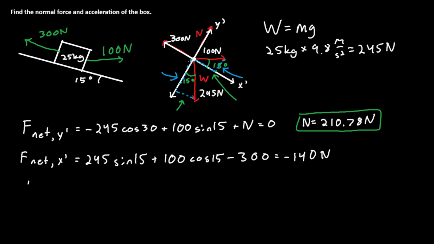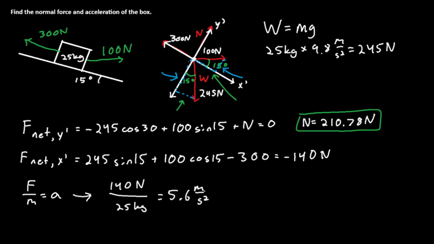And dividing force by mass, you get acceleration. So I just divided 140 newtons by the mass, which is 25 kilos, to get the acceleration of 5.6 meters per second squared. And keep in mind, this acceleration is going in the negative x prime direction. So let's write our acceleration vector. And this is going in this kind of direction here.